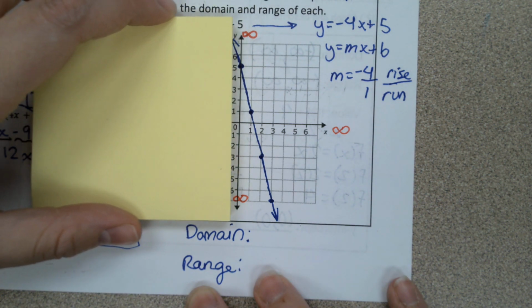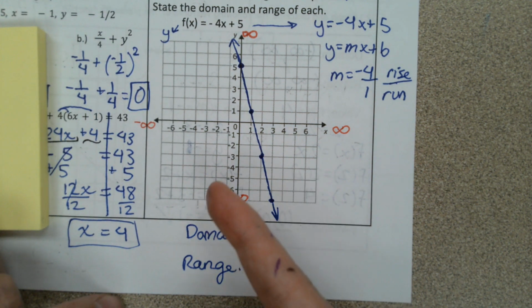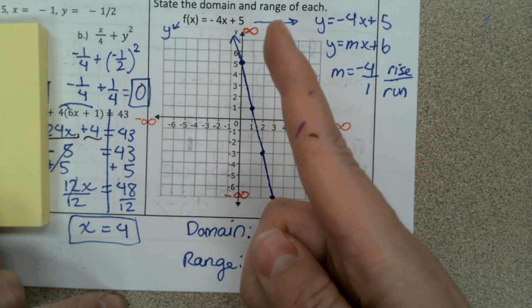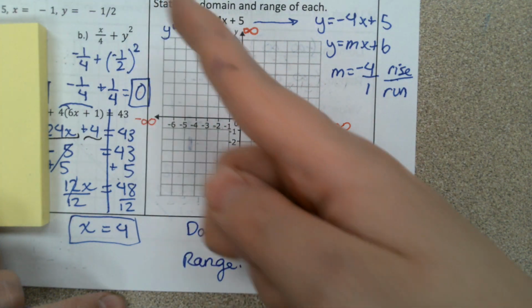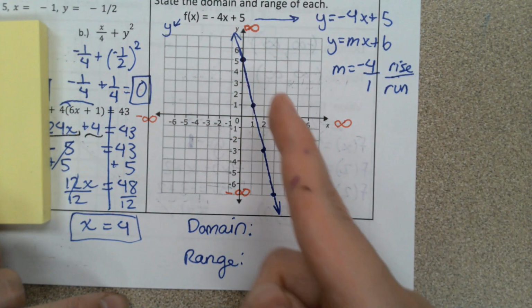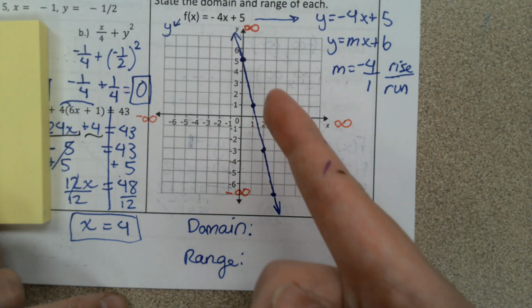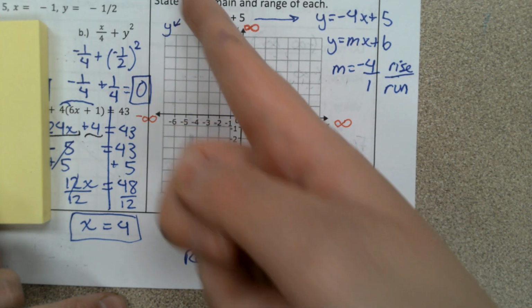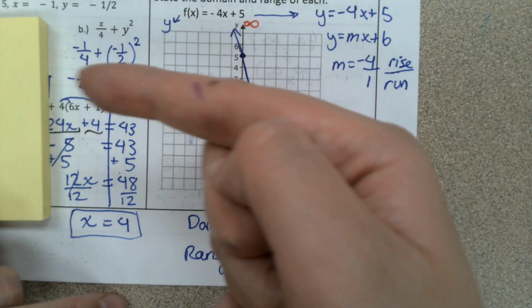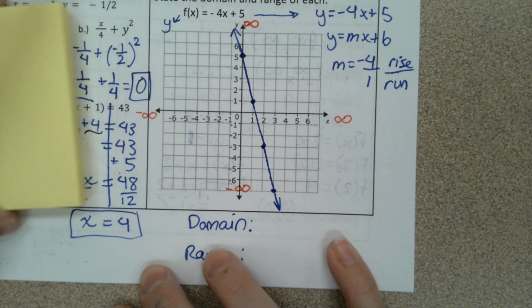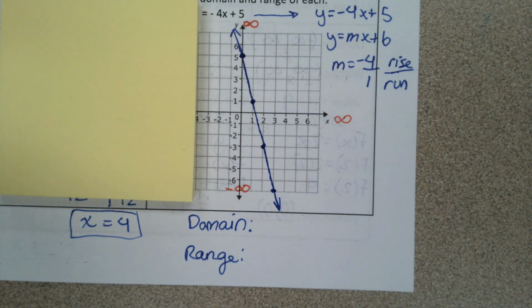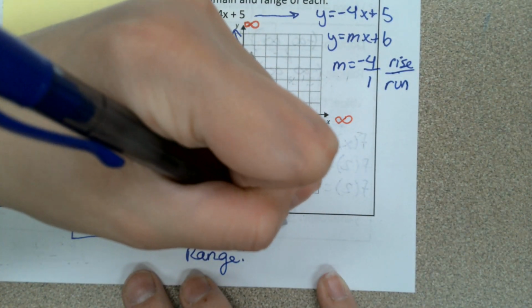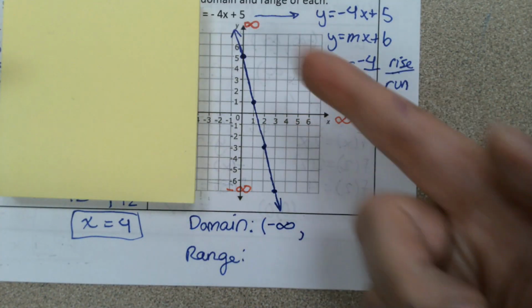So the first thing I hit is the arrow. This arrow, while moving up, is slanted towards the left. It's moving up and left, slowly but surely. So for the domain, it's moving to the left. So negative infinity is the start. It's just going to keep going that way.